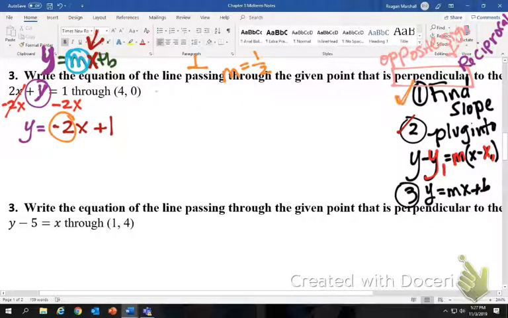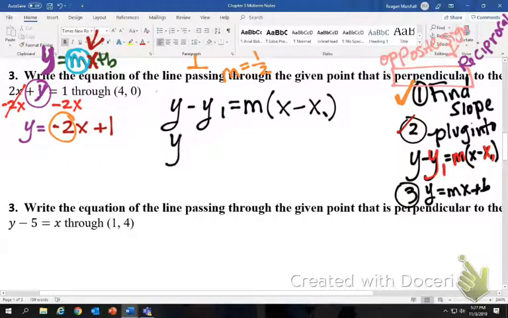So step 1, find your slope. Done. Step 2, you're going to plug in y minus y1 equals m times x minus x1. So again, we plug in the y they gave you, which would be 0. M represents your slope. You want your perpendicular slope, which we said was 1/2. And then x, which is 4.